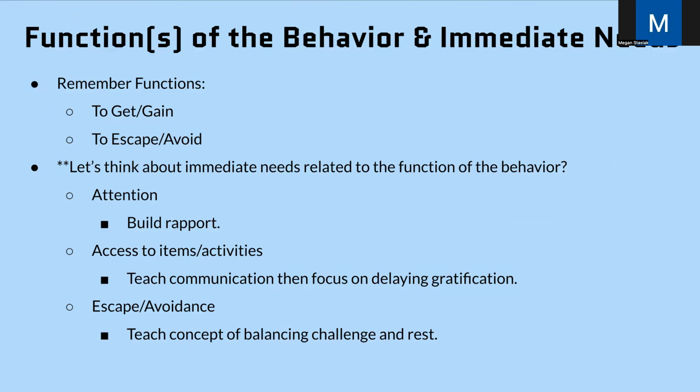If the function is access to items or activities, we might have to teach them several things, like how antecedents and consequences can impact their behaviors, maybe recognizing themselves and their own emotional states and their own triggers, teaching them communication skills or alternate behaviors, teaching them to delay gratification. How do I wait? That can be a really hard one for some of our kids. Maybe even the benefit of doing something now rather than putting it off. So maybe you could say, if I do this reading assignment earlier in the period, then you'll have free time at the end, or it won't become homework.